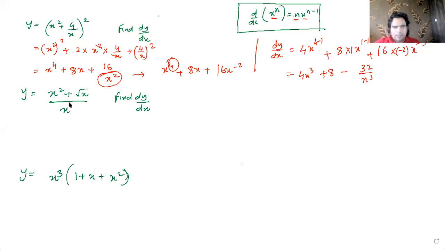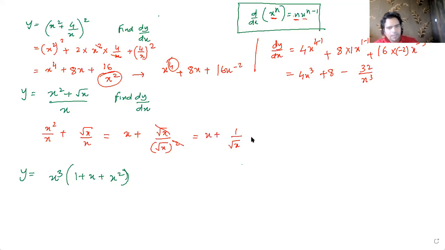Now the second one is where you have x squared plus root x over x. I'll do x squared over x first, isolated, plus root x over x. So what I get is x here, and then root x over x can be simplified: root x can be written as root x squared, so one of the root x gets cancelled. So we get x plus 1 over root x basically, and this becomes x plus x to the power negative half.